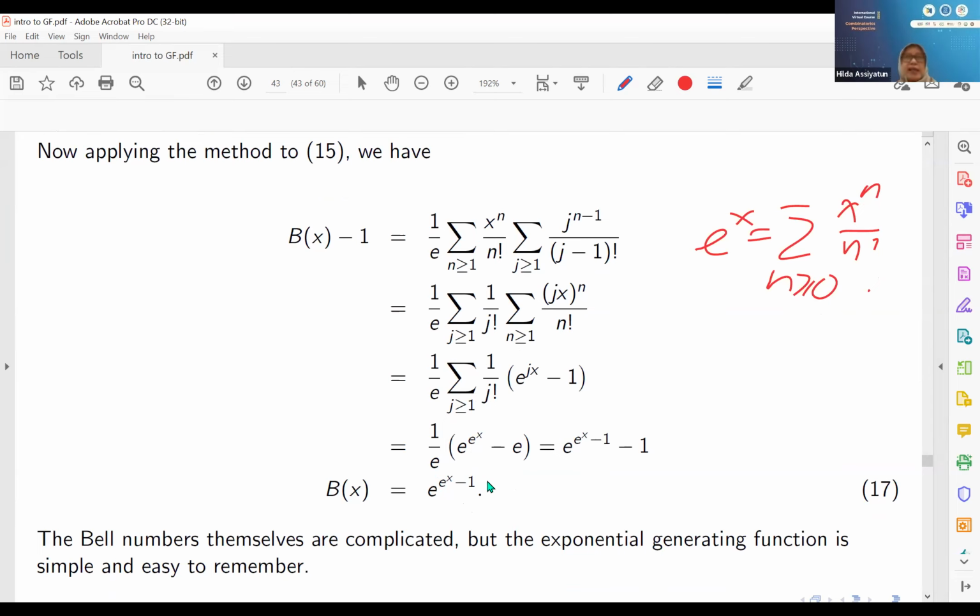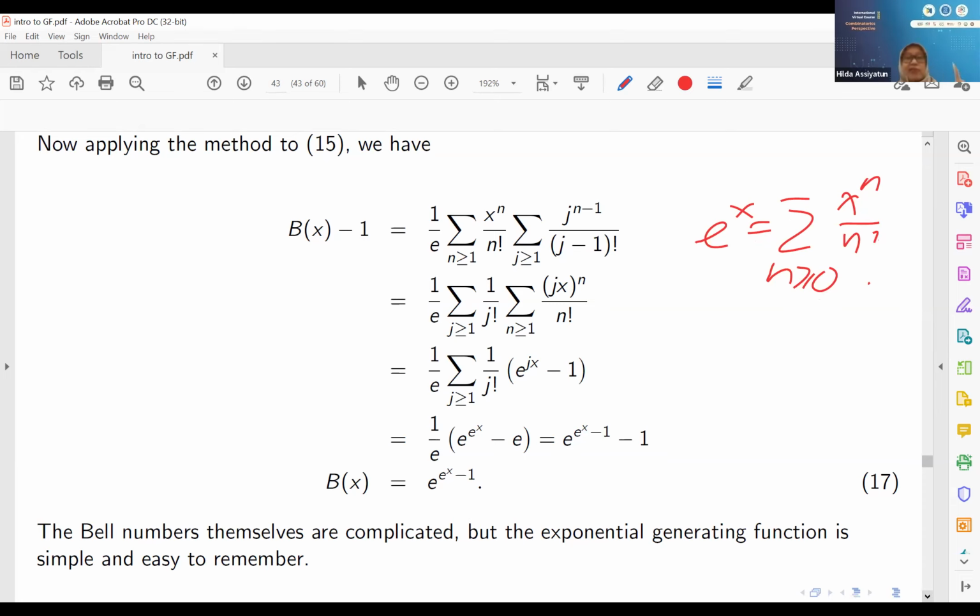So now we can say what the Bell number is. The Bell number is the sequence whose generating function is this. In terms of generating functions, we can say that.